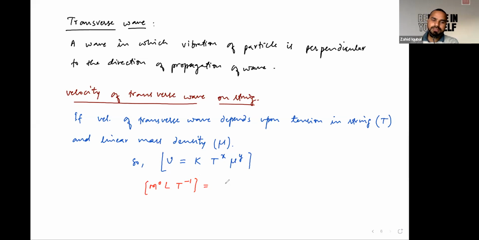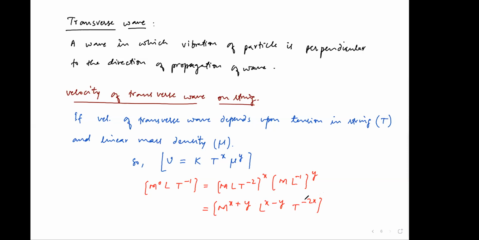is equal to k, which is proportionality constant, T, tension having dimension of force, so it will be MLT^-2 raised to x. Mu is linear mass density, mass per unit length, raised to y. So on solving, you will get M raised to x and M raised to y from this part, L raised to x and L raised to minus y from this part, and T raised to minus 2x. Khalid, is it clear? Yes, sir.